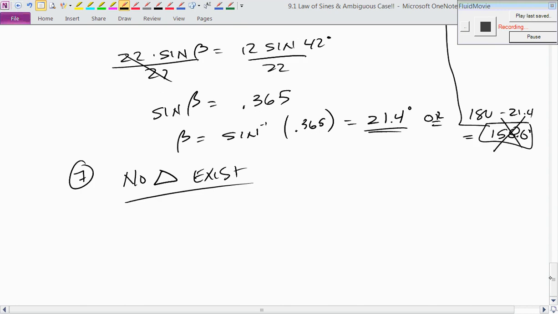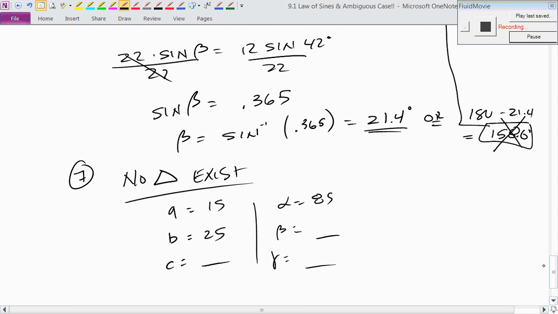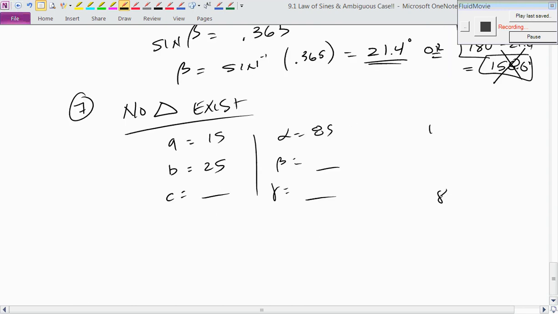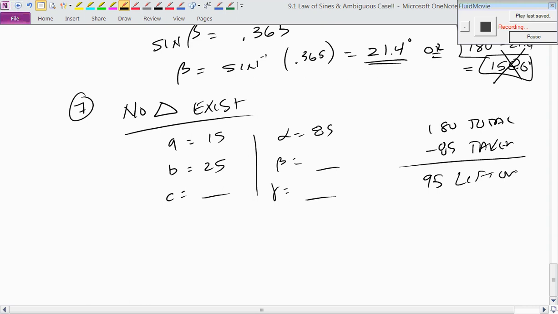Okay, a lot to take in today. So the A is going to be 15. B is going to be 25. C is, we don't know. Alpha is 85. Beta is some stuff. And gamma is some stuff. Okay, so I have 180 total, and I know that I have 85 being taken so far. So what does that leave me with left over? 95 degrees left over, which is not very much.